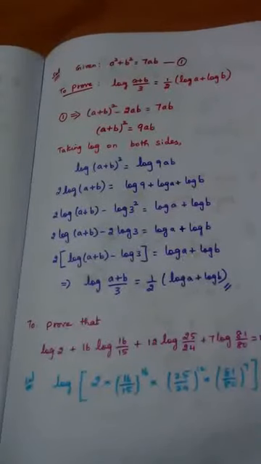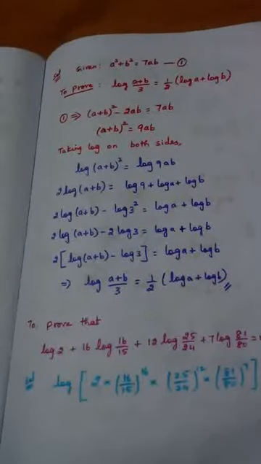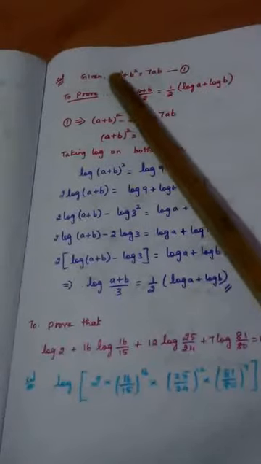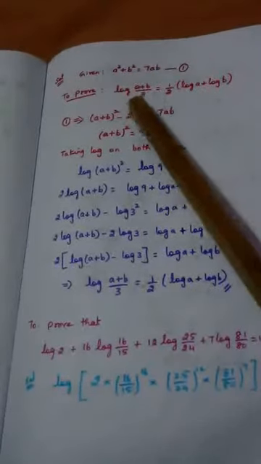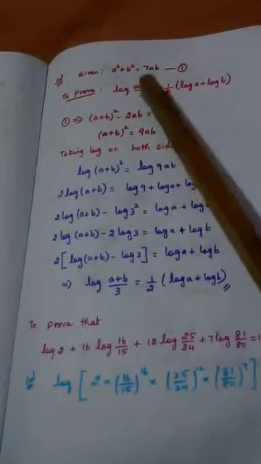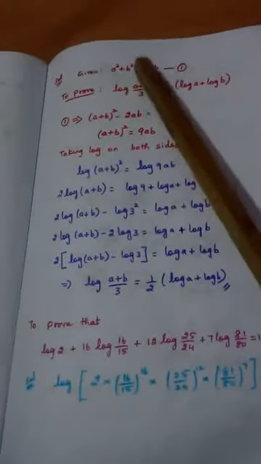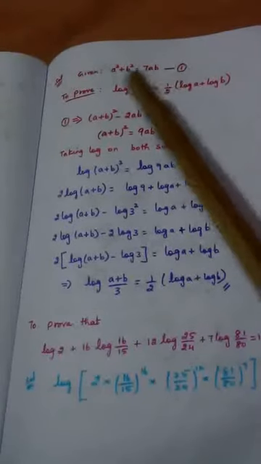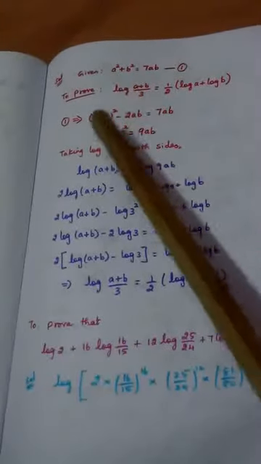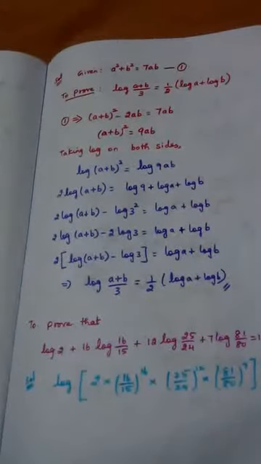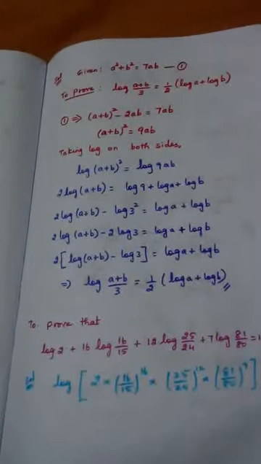So in the answer, first we will write what is given. What is given actually? A square plus b square is equal to 7ab. This is the given condition to us. We need to prove this result. Log of a plus b by 3 equal to half of this. So from this condition, I am going to write a square plus b square as a plus b whole square minus 2ab.